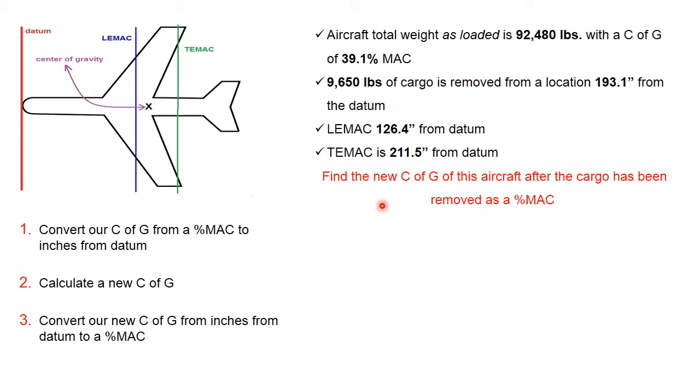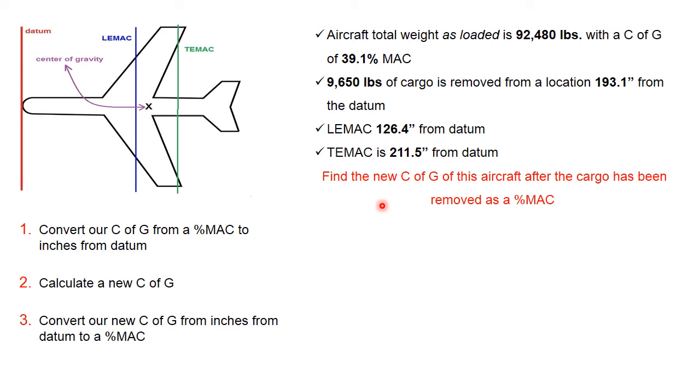In this example, let us find the new center of gravity of an aircraft expressed in percent of MAC after cargo has been removed. While still loaded, the aircraft weighed 92,480 pounds and had a center of gravity of 39.1% of MAC. 9,650 pounds of cargo were removed from a location 193.1 inches from datum.